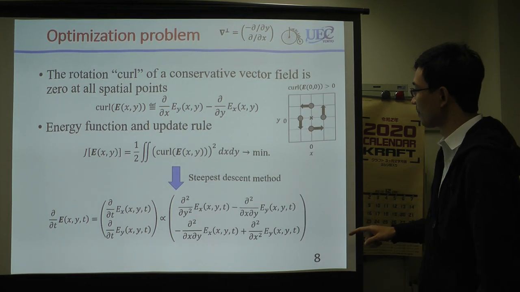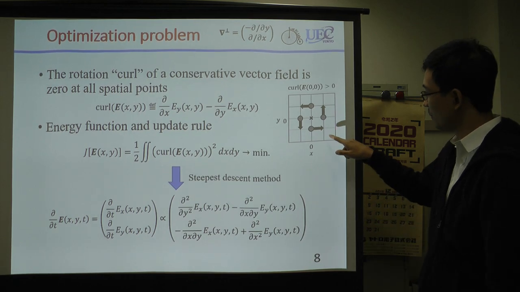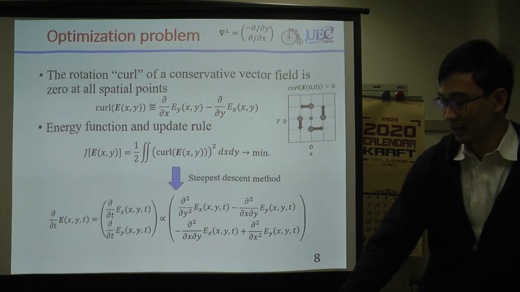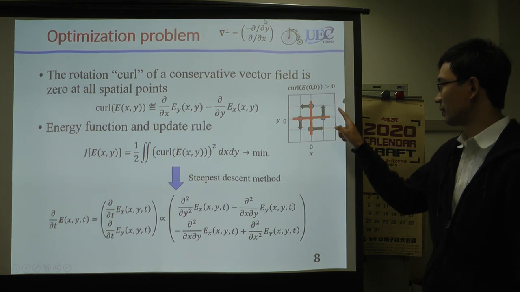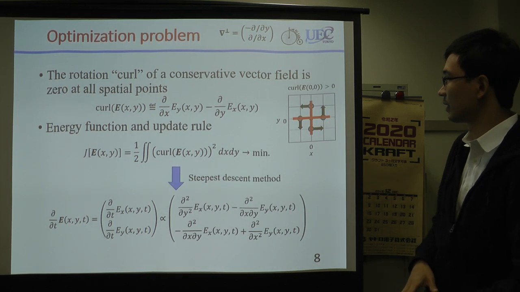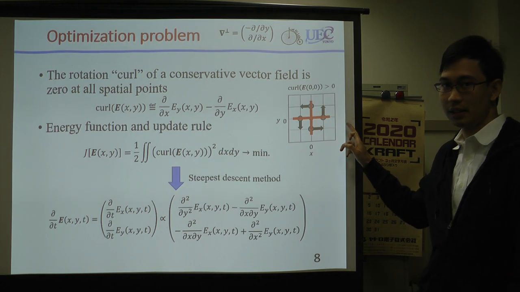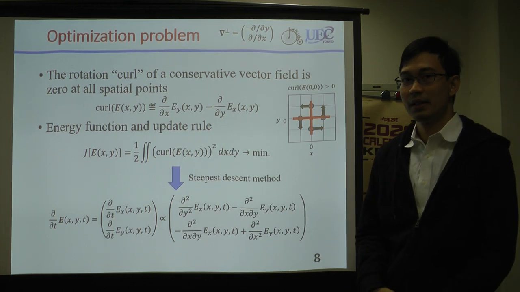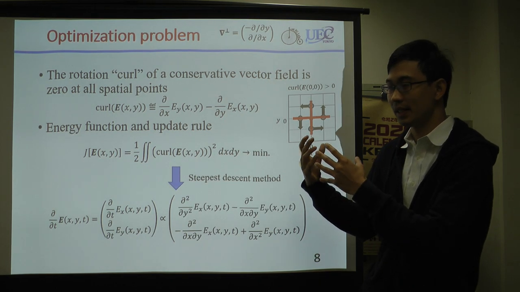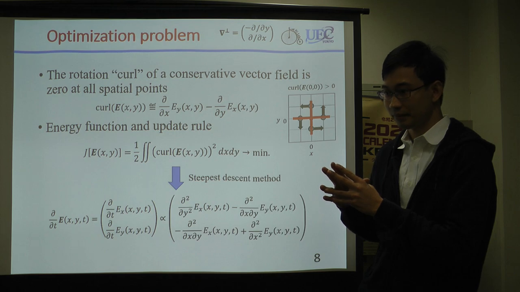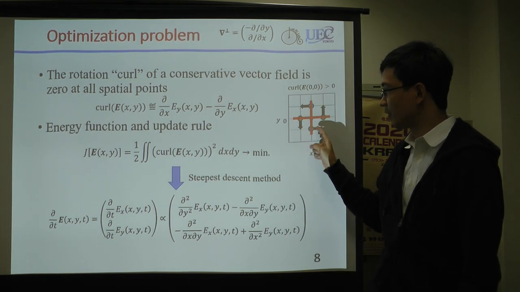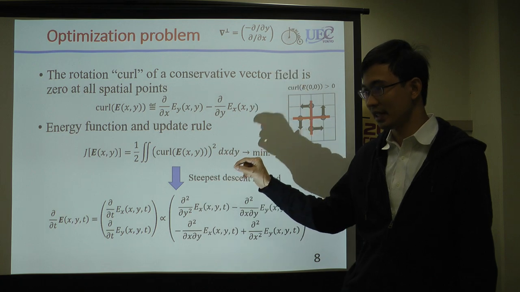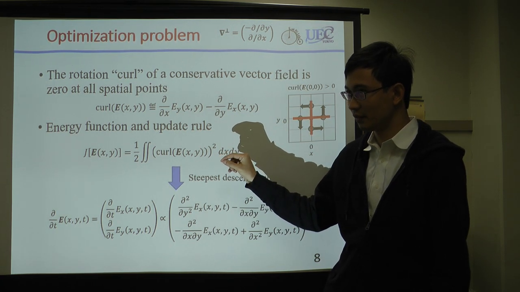Now to visualize the rotation or curl of a vector field, you can take a look at this small example here. These arrows represent the vectors, and if you put, let's say, a windmill at this point, 0, 0 here, it will rotate in the counterclockwise direction, and this is a positive curl. So curl is not zero at this point. So we have a function which calculates rotation or curl, and we want to make sure that at every point in the vector field the rotation is zero.